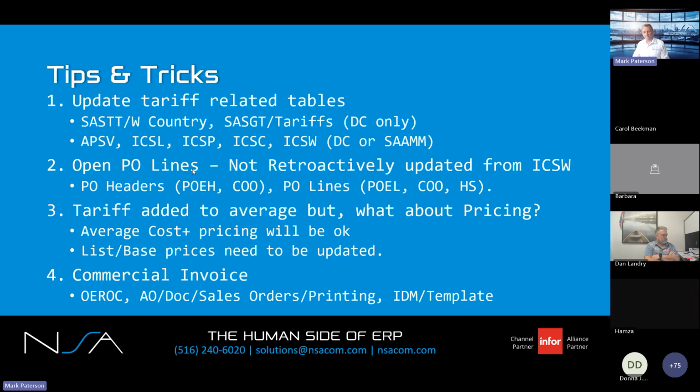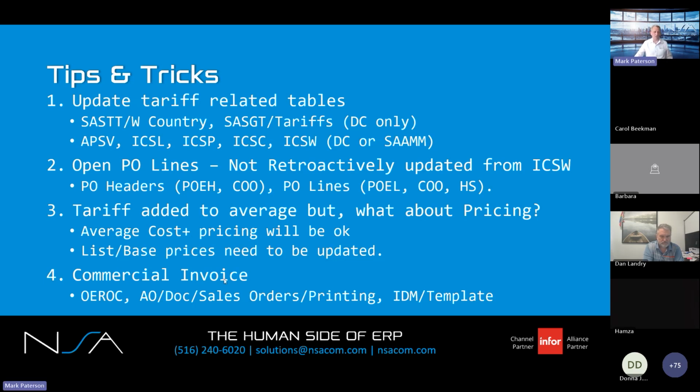For open PO lines, any PO that's already open, they are not retroactively updated when you go and fix or populate ICSW. So if you take 1,000 ICSW records and you go and populate a country of origin and an HS code, all your open POs that were open prior to that event need to be cleaned up and the country of origin and then HS assigned. So that would be in your header, POEH, and your lines, POEL. With a tariff, you're updating your average. It doesn't update your standard. It doesn't update your prices. Obviously, you'd have to go and fix those.